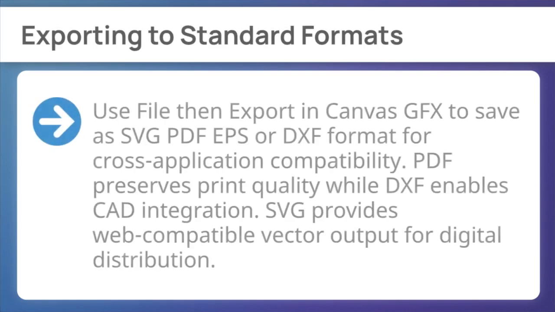Next, exporting to standard formats. Use File, then Export in Canvas GFX to save as SVG, PDF, EPS, or DXF format for cross-application compatibility. PDF preserves print quality, while DXF enables CAD integration. SVG provides web-compatible vector output for digital distribution.